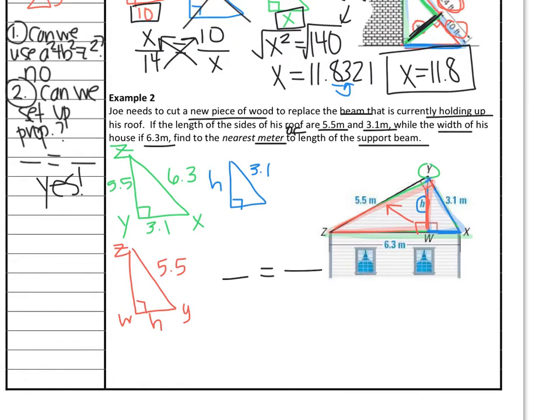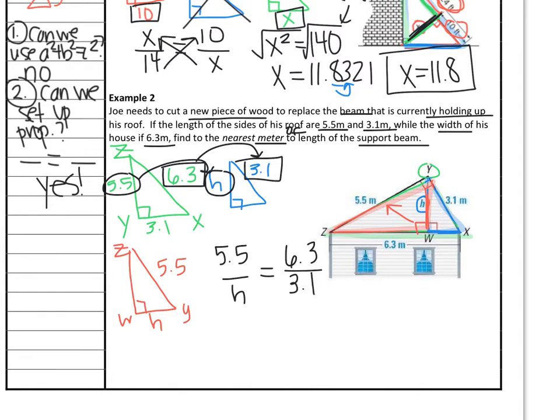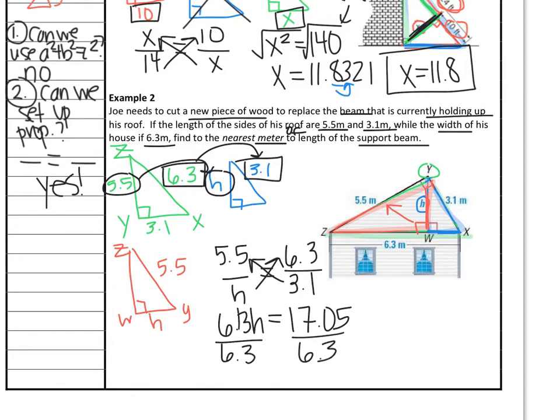So I could do 5.5. Oops, that looks a little sloppy. So 5.5 matches up with the h here. So I could go big triangle over small, so that over that. And then I could also do this pair. The two hypotenuses are also given, so we could use those two as the second pair of corresponding sides, 6.3 over 3.1. Okay, so now go ahead and cross multiply. So 6.3h is equal to 5.5 times 3.1, which is 17.05. And then divide both sides by 6.3. All right, so we end up with the height is 2.7. Okay, all right, go ahead and flip on over to the next slide.